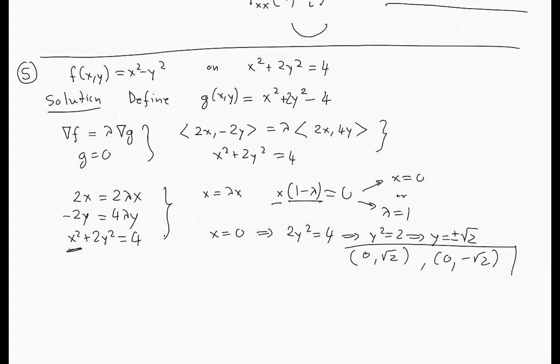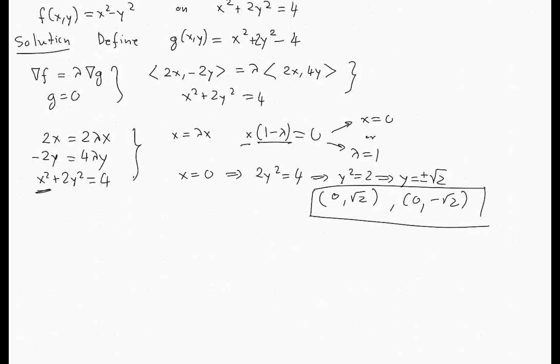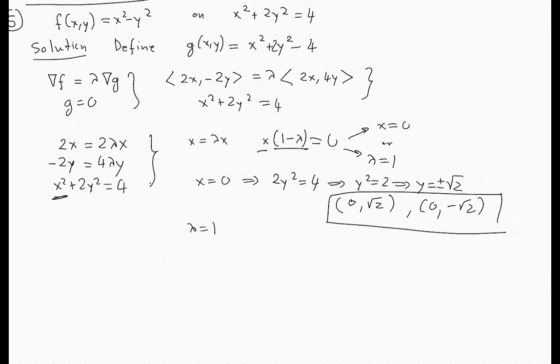And if lambda is equal to 1, now this is kind of interesting. Now you go to the second equation, and this will give you minus 2y is equal to 4y, which means that 6y is equal to 0, which means that y is equal to 0, and you have something quite similar to what we just did. You go back into your constraint that gives you x squared is equal to 4, which means that x is equal to plus or minus 2, and that means that you obtain the points 2, 0, and negative 2, 0.